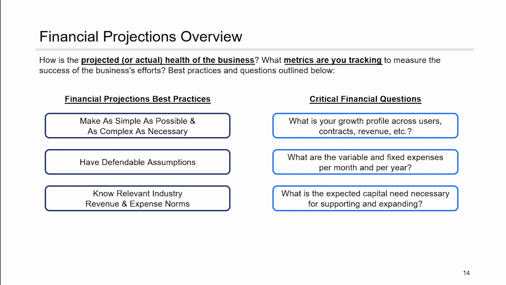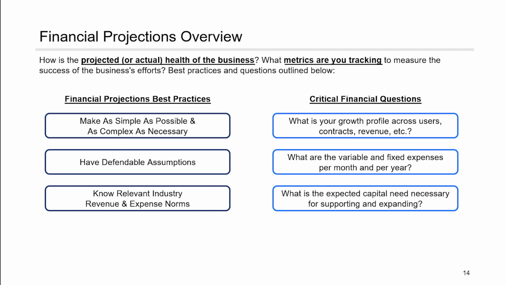Next is have defendable assumptions. Should go without saying, you don't want to be telling people things that seem questionable unless you have some good proof. And last is know your relevant industry revenue and expense norms. If it's normal in the industry to be growing at 30, 40, 50%, or to have this many clients, or to kind of have this aesthetic, it's an important thing to know. If you know that nobody in the industry spends money on A, B, and C expense, and for some reason you have it in, that either means that you're doing something different intentionally, and that's maybe a good thing, or it could mean that you just haven't done the research and planning enough to understand what should really be in there.